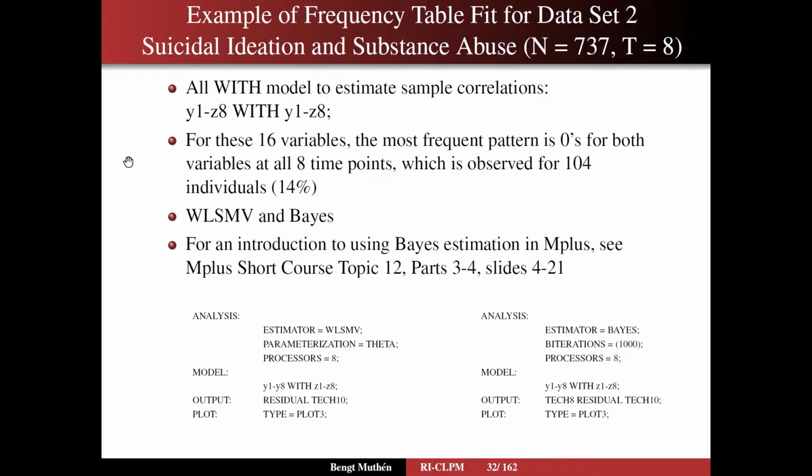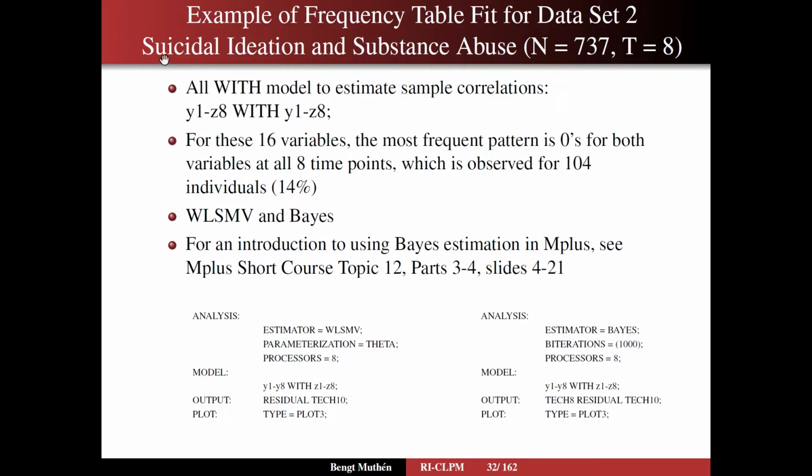So let's take an example here. A frequency table fit for dataset 2, this suicidal ideation and substance abuse example. Sample size 737. And we have 8 time points. So we're going to consider a so-called all-with model, which is then an unrestricted, freely correlated model. So we say Y1 through Z8, Y being suicidal ideation, and Z being substance abuse, from the first to the last time point, freely correlate with each other. So for these 16 variables, the most frequent pattern is zeros for both variables at all time points.